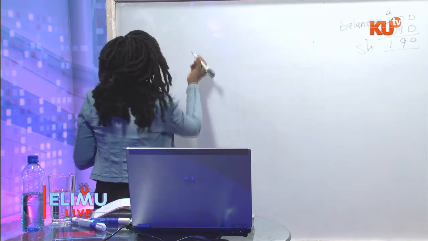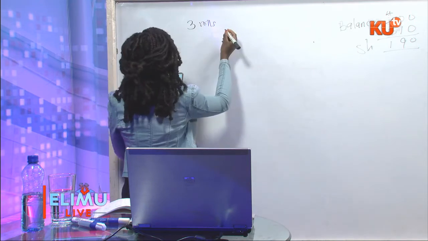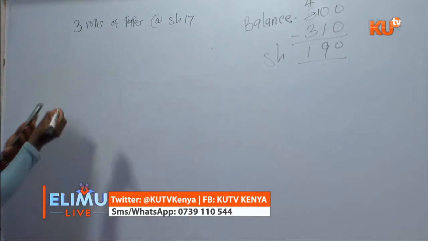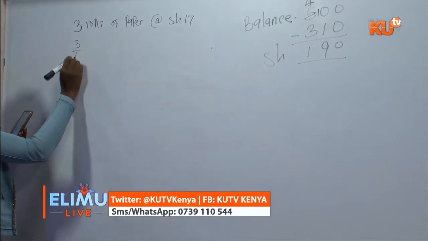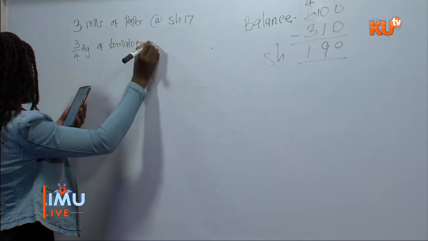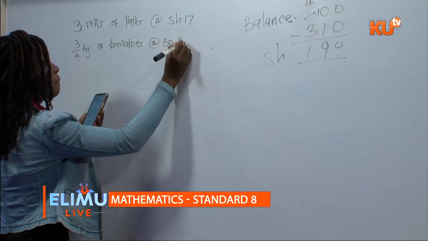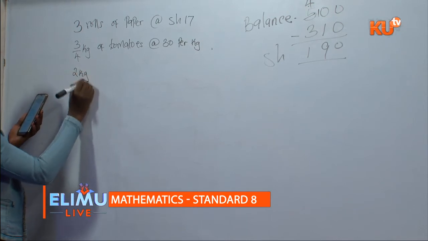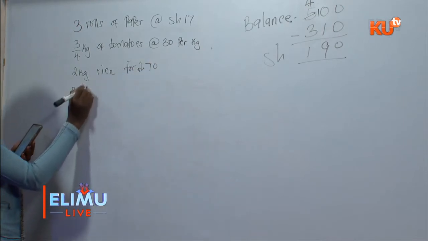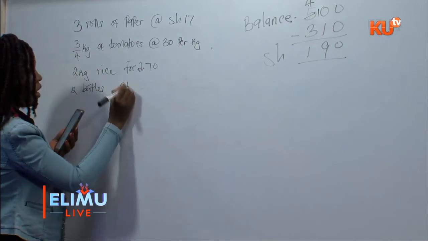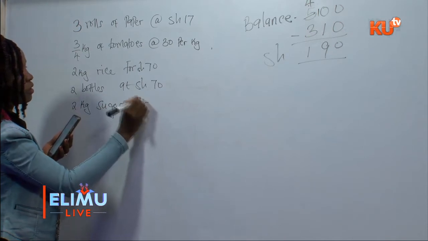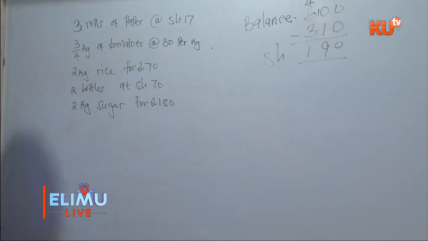So 3 rolls of paper at 17 shillings. Then we have 3/4 kgs tomatoes at 30 per kg, and then 2 kg rice for 70 shillings, and then we have 2 bottles of juice at 70 shillings, and 2 kgs sugar for 180 shillings. So we are preparing the bill first.